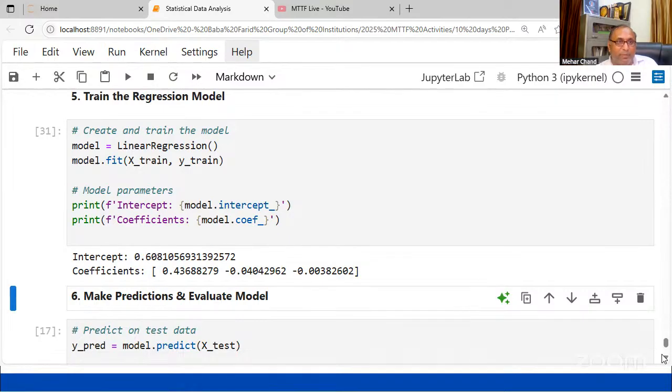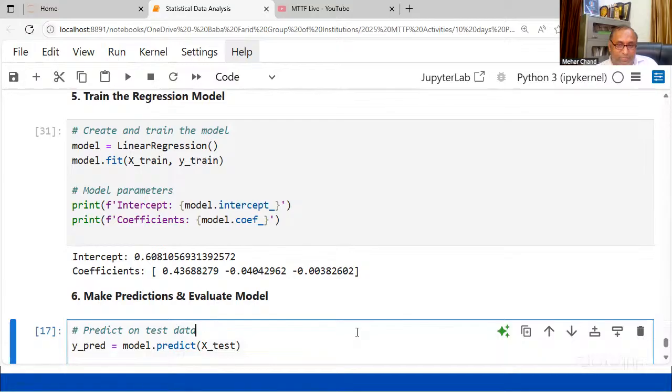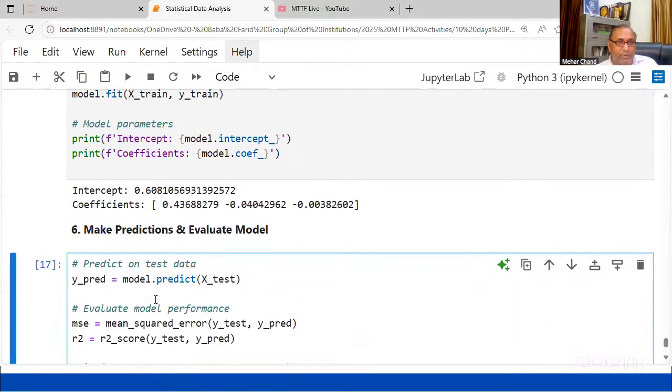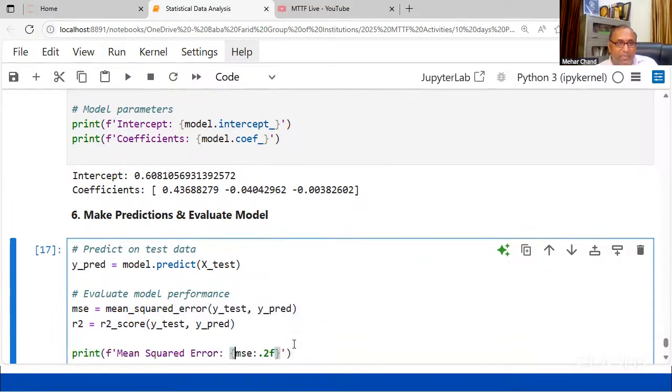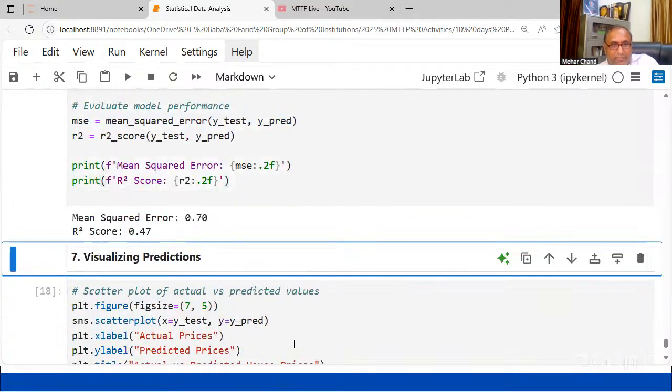Then the next step is to make predictions and evaluate, with the same steps. y prediction is model.predict on x test, and to evaluate model performance, MSE, mean squared error, of y test and y prediction, and R2 is equal to r2 score of y test and y prediction. Always these two metrics are required whenever you need to evaluate model performance. Then you print the values and execute with shift and enter. Here you can see the mean squared error is 0.70 and R square is 0.47.